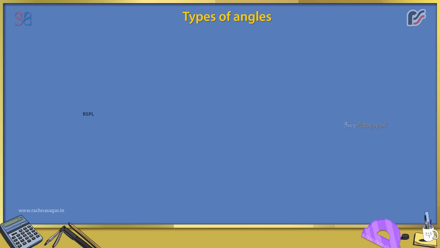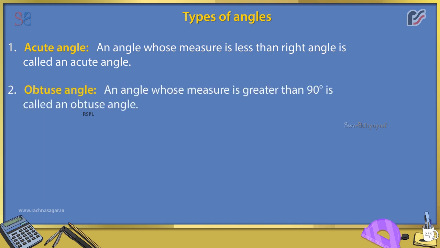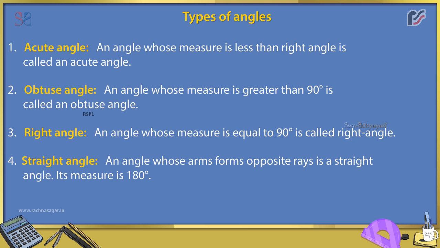Types of angles. 1. Acute angle. An angle whose measure is less than right angle is called an acute angle. 2. Obtuse angle. An angle whose measure is greater than 90 degree is called an obtuse angle. 3. Right angle. An angle whose measure is equal to 90 degree is called right angle. 4. Straight angle. An angle whose arms form opposite rays is a straight angle. Its measure is 180 degree.